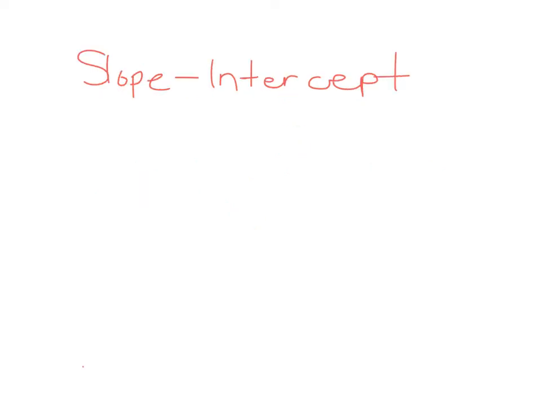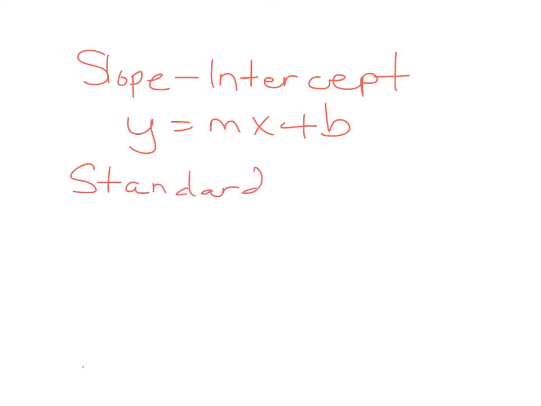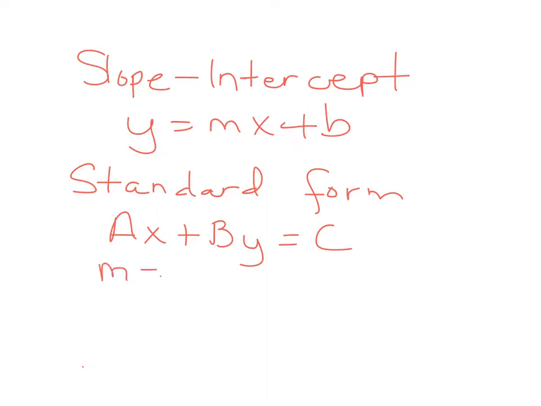So let's remember, the slope-intercept formula is y equals mx plus b. And if I say standard form, that's ax plus by equals c. If it's in standard form, I've taught you that the front can't be negative, you can't have any fractions, and it has to be in this order. We've also talked about the shortcut for the slope in standard form, which is negative a over b.